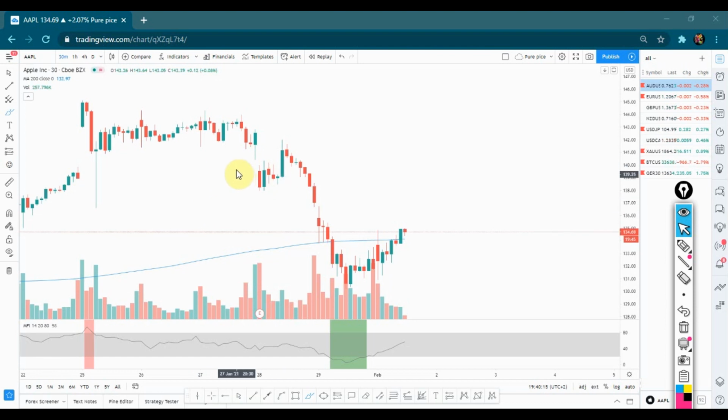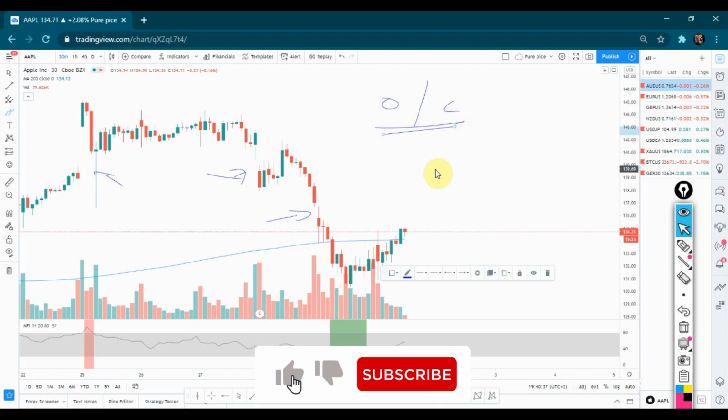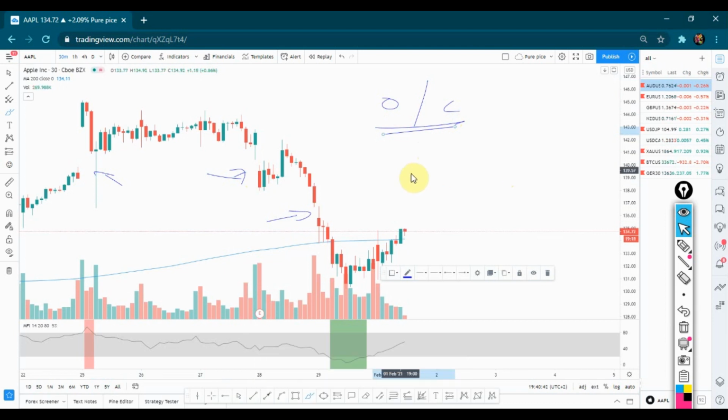So here we can see on this chart that this is a market gap. This is also a market gap. A gap is simply a space between the open and the close of the price, meaning if the price opens where it didn't close previously, it forms a space which is called a gap.